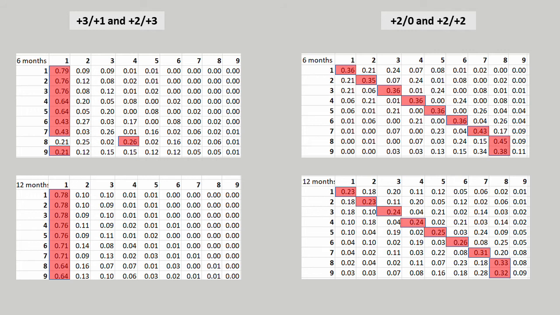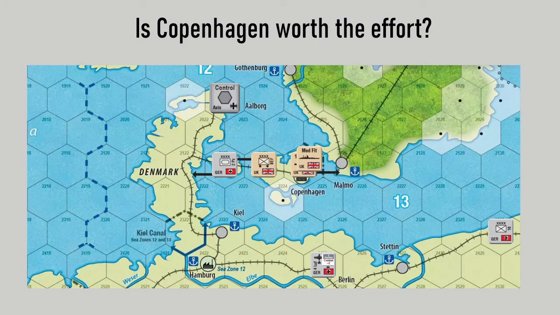If in 1943 you really need to use partisan markers for their combat bonuses, that's not going to make any difference to what your strategic warfare position is in late 1944. Keep that point in mind, and we'll look at a different scenario. This is an Allied one. Is Copenhagen worth the effort?